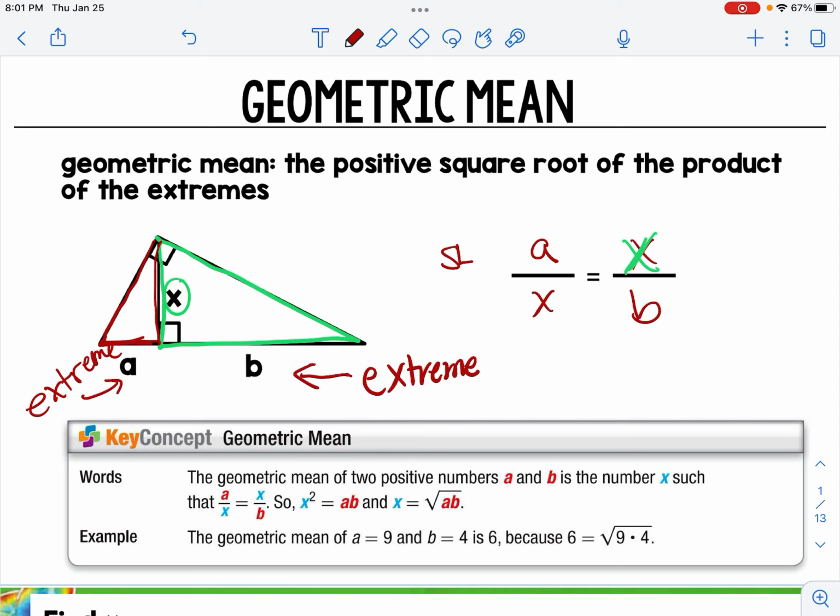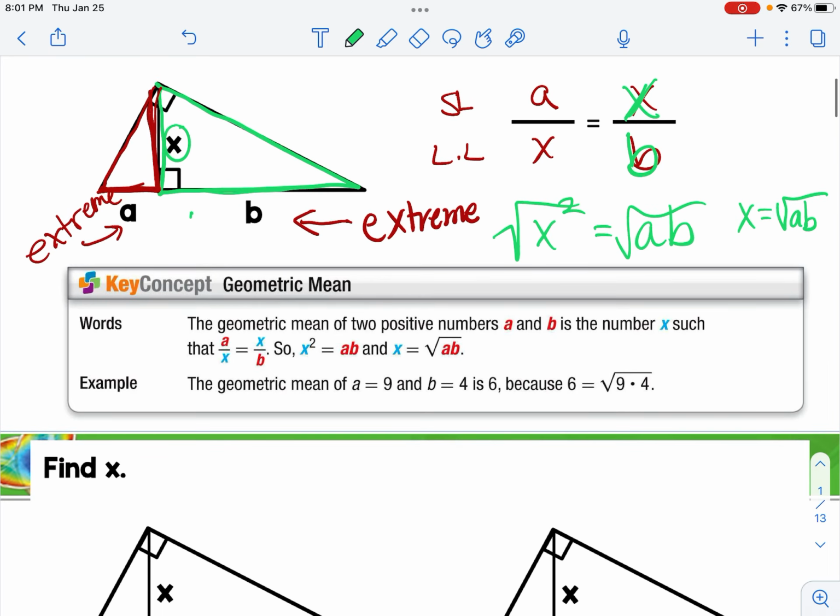Those are the same. Let me just say it as short leg over long leg. On the red, short leg is A, long leg is X. On the green, short leg is X, and my long leg is B. So X over B. Short leg over long leg. When we cross multiply these, we end up with x squared equals AB. So when we square root them, x is equal to the square root of AB. So in that case, I can multiply my A times my B and find the square root. That'll make sense when we go down here to take a look.